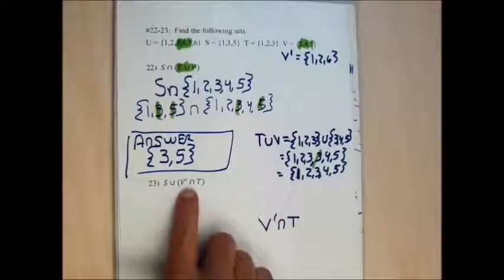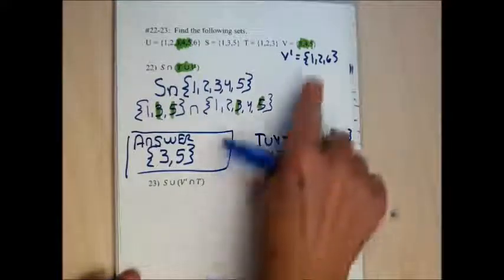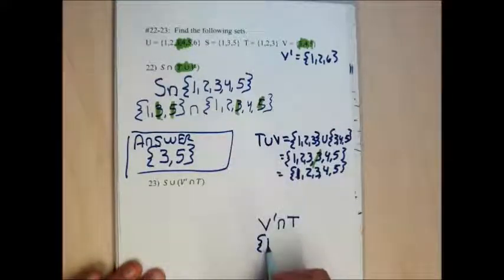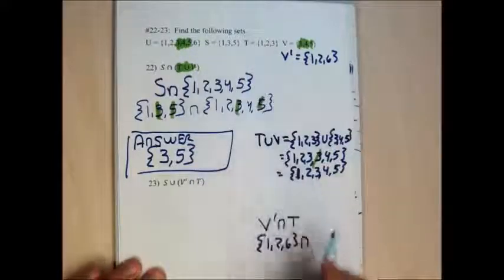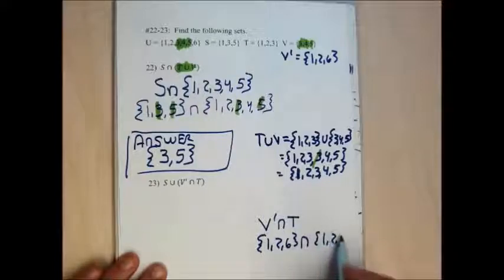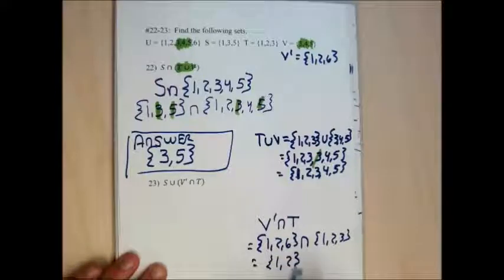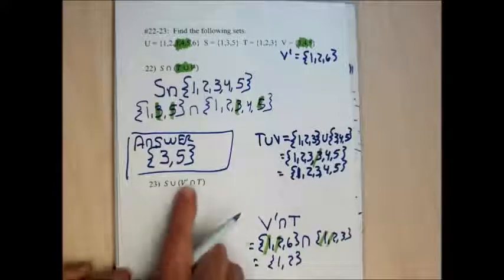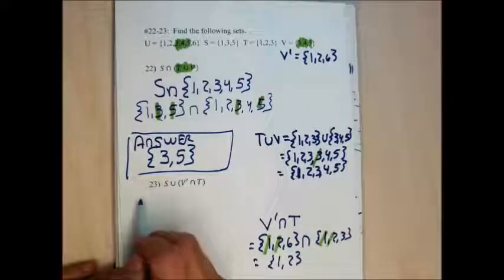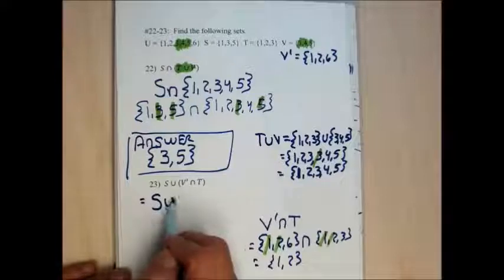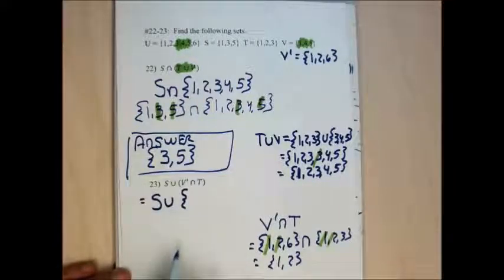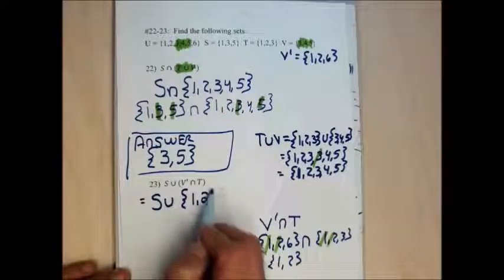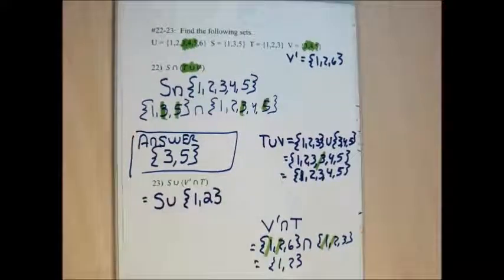So to figure out what's inside my parentheses, I need to take my V complement set, which is a set that contains the numbers 1, 2, and 6, and intersect with that T set, which is a set that contains 1, 2, and 3. And when you intersect two sets, you write what they have in common, and those two sets have the numbers 1 and 2 in common. So the parentheses here I'm going to change to the numbers 1 and 2. I can rewrite this problem as S union, drop the parentheses, drop the letters, and change it to the set containing the numbers 1 and 2.